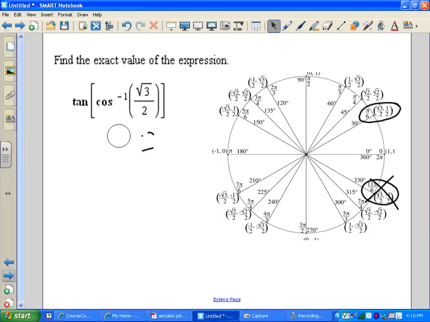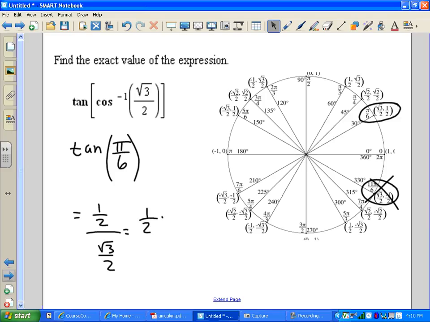Now, so where is cosine square root of 3 over 2? It's at pi over 6. And so now I'm going to do the tangent of pi over 6. Okay, now chances are you might have that one memorized. All right, in case that we don't here, we can find tangent by doing sine over cosine. So that would be 1/2 over square root of 3 over 2. Now we multiply by our reciprocal here. So 1/2 times 2 over square root of 3 would give me 1 over square root of 3, which would rationalize to square root of 3 over 3.